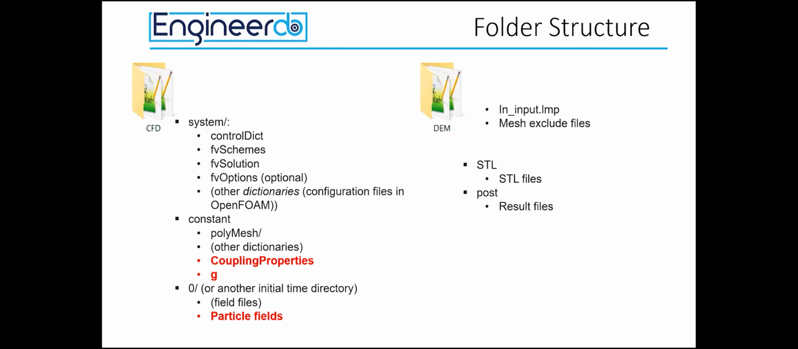On the right hand side, the DEM folder holds the LIGGGHTS input script, the mesh exclude files, if they are needed, the STL folder for geometries, and the post folder for the result files.